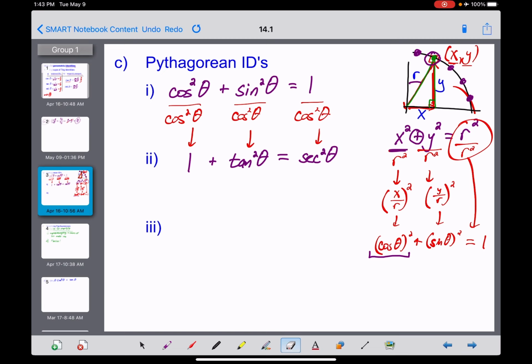And for the third one, I'm going to go back to what we had here just a second ago, but now instead of dividing everything by cosine squared, we're going to mix it up a little bit and divide everything by sine squared of theta. So let's do that in all three parts here, and let's see what that one does for us. So this idea is going to take us down here to Pythagorean identity number 3.